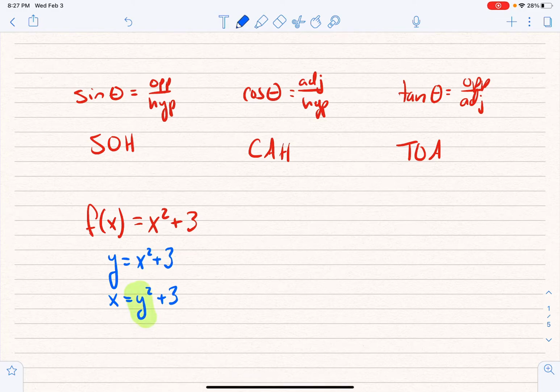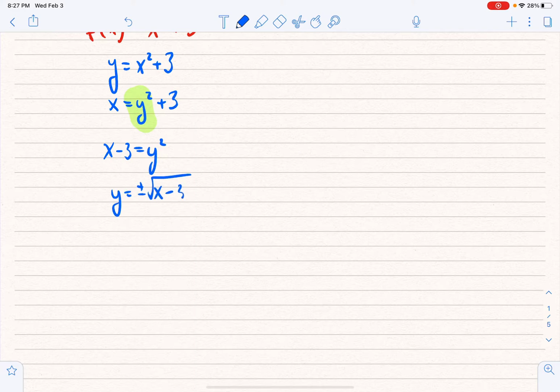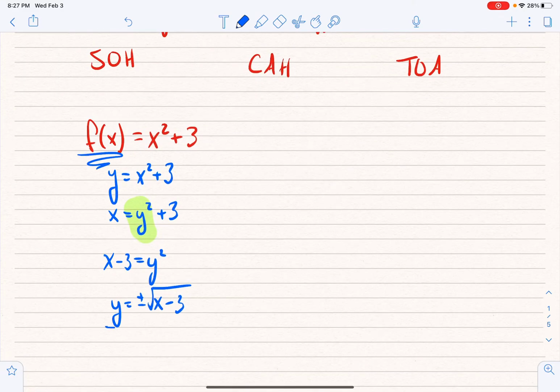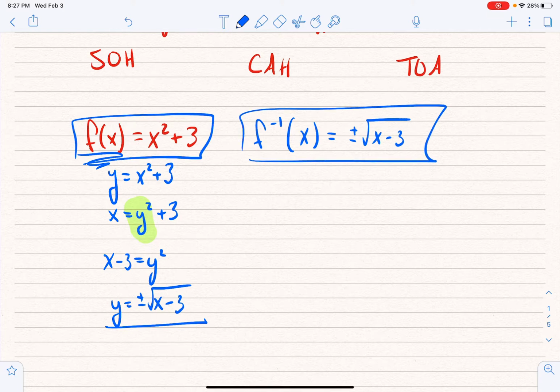And so at this point you would go, well, I'm going to subtract 3 from both sides. I get x minus 3 is equal to y squared, and so therefore y is equal to plus or minus square root of x minus 3. And so then the inverse function of f is this right here. And how you denote the inverse function is you use this little -1 exponent, and so you'd say the inverse function of f is equal to plus or minus square root of x minus 3. And so these functions are inverses of each other. Whatever this one does, this one undoes.